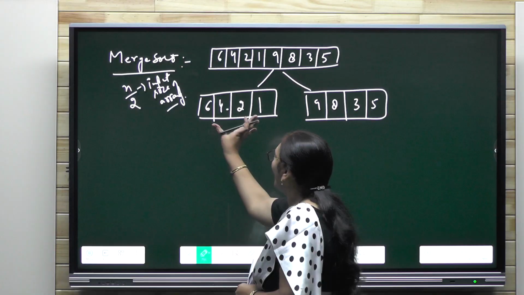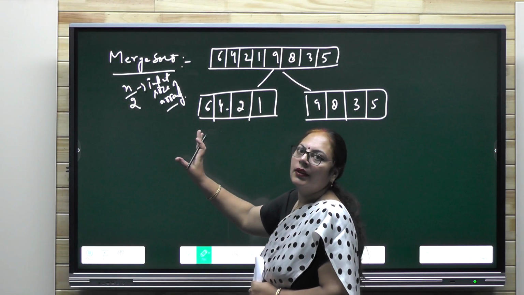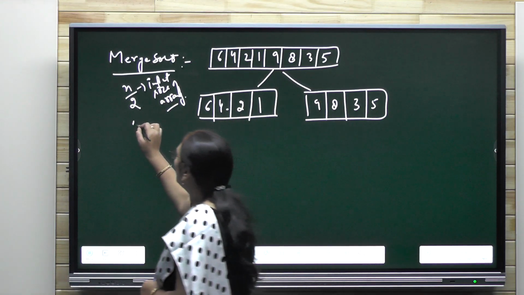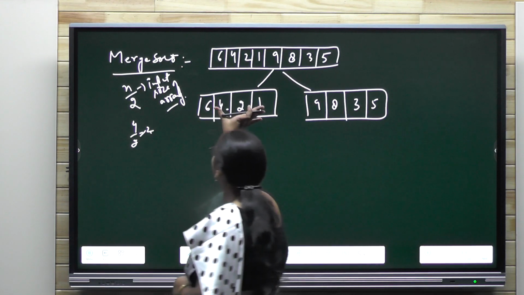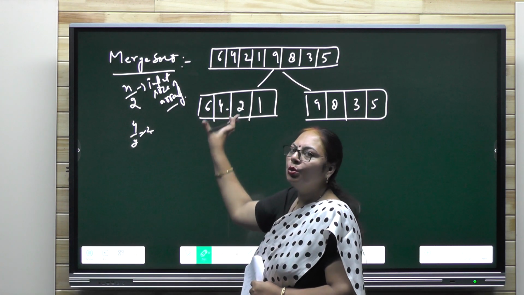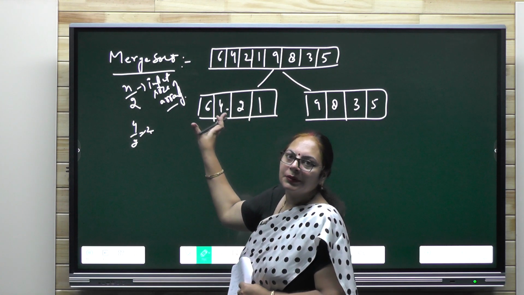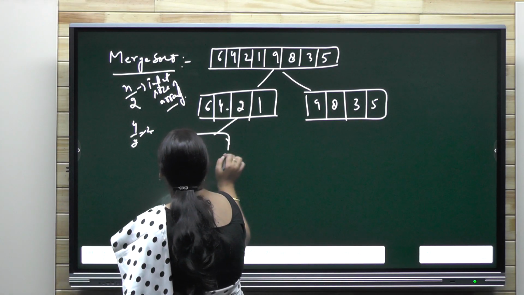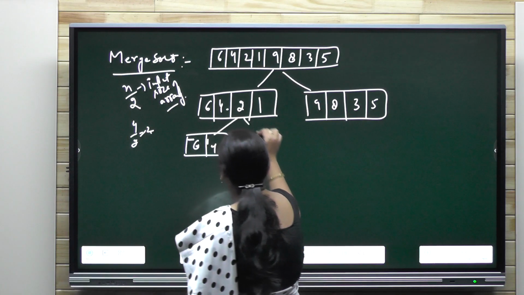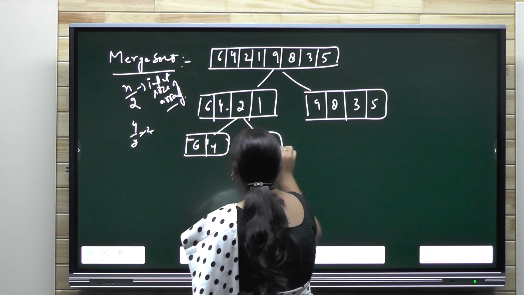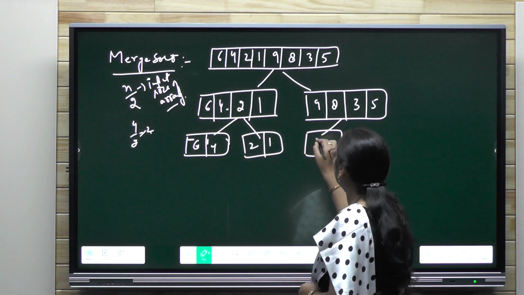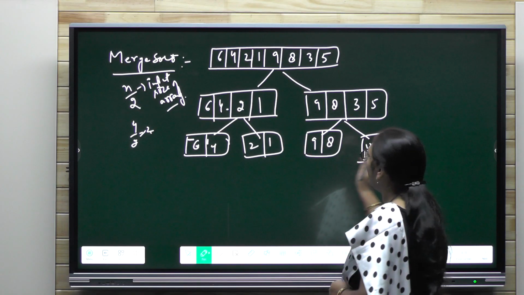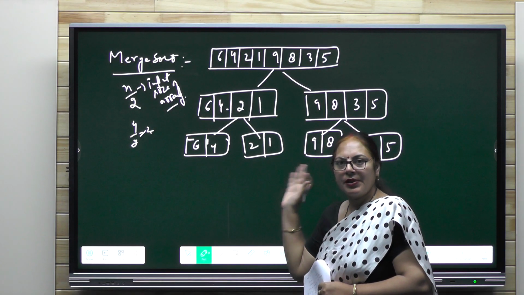Again, now we will divide these sub-arrays according to n by 2. Now the input size is 4, and 4 by 2 is again 2. That means each sub-array will be divided into two sub-arrays where each sub-array will contain 2 elements. So it will be like 6, 4, then 2, 1. Similarly, here 9, 8 and 3, 5. So we have these sub-arrays.